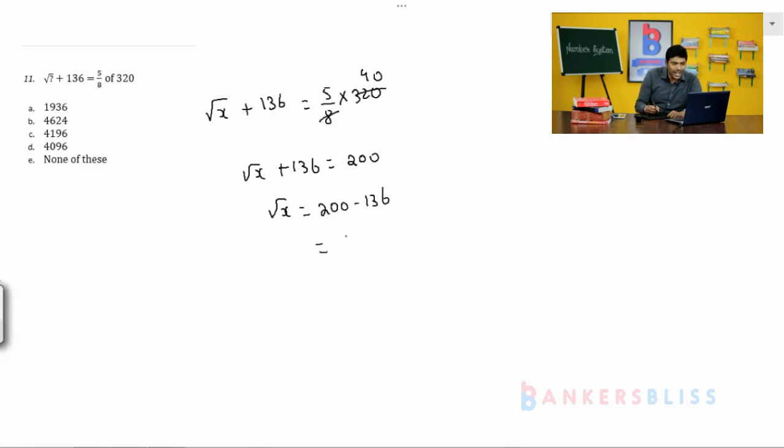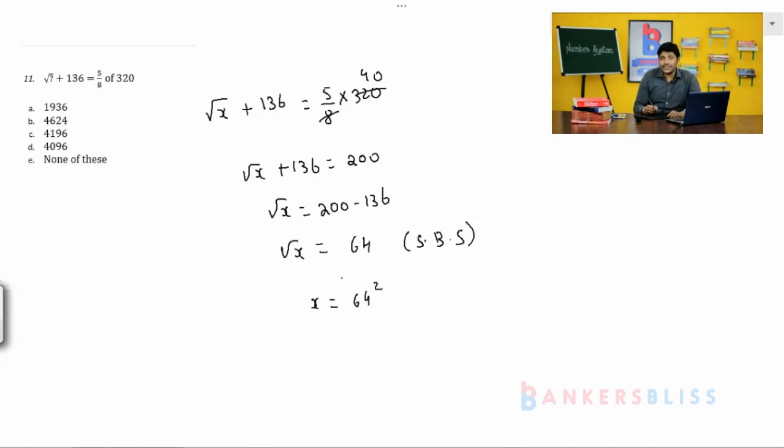So, how much are you going to get? 10 minus 6, 4, 9 minus 3, 6, 64. Then root of x is equal to 64, then x is equal to, see here, you have to do squaring on both sides. x is equal to 64 square.